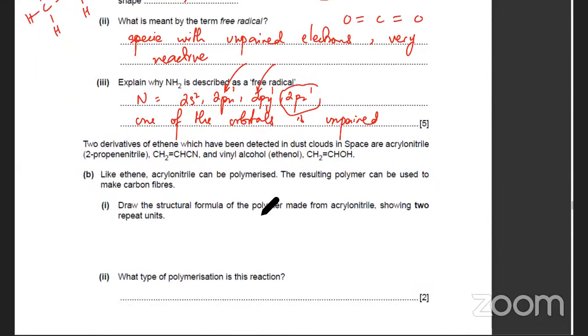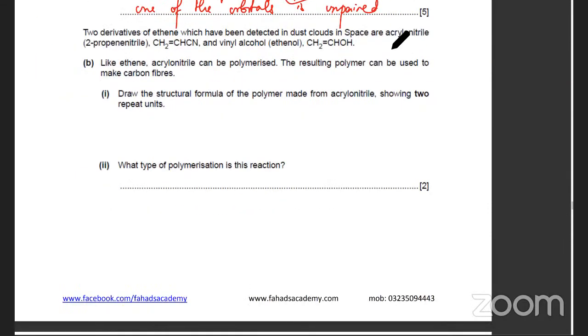From this thing, they gave us acrylonitrile. So we need to figure out what is the polymer that's going to be made from this. You've got a double bond with 2 H's, and there's an H with a CN. So draw the structural formula of the polymer made from this.